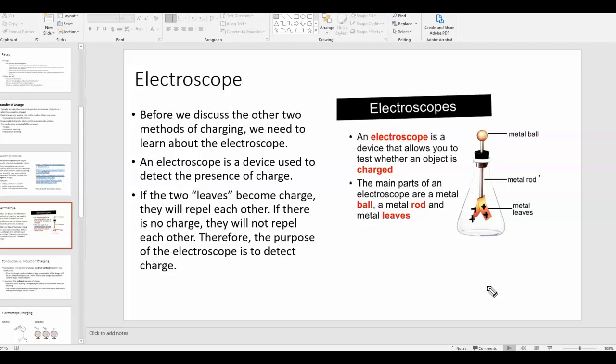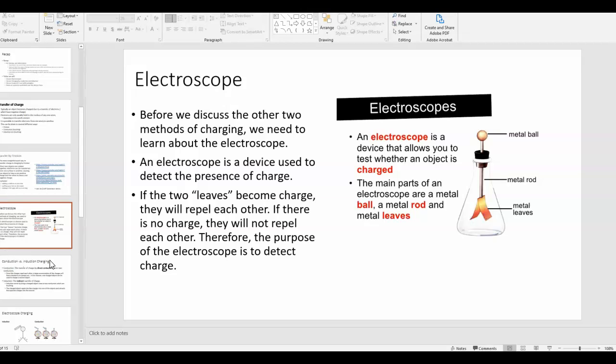And so the electroscope is just a really low-tech, simple device used to detect charge. If there's charge on the electroscope, you actually see the little pieces of metal separate, and if there's no charge, then they go back together. So that's the only purpose of the electroscope, to detect the presence of charge.